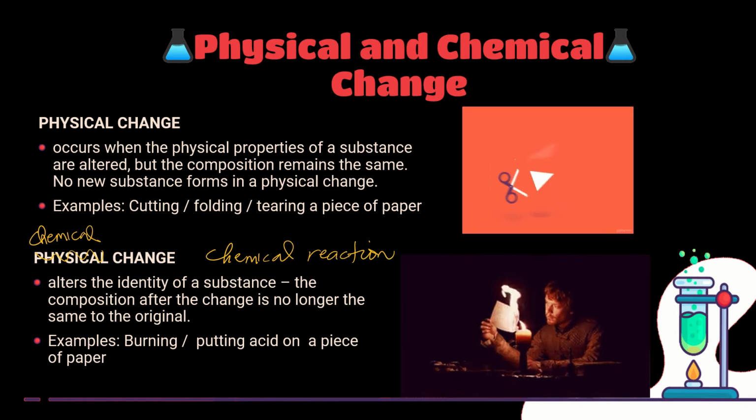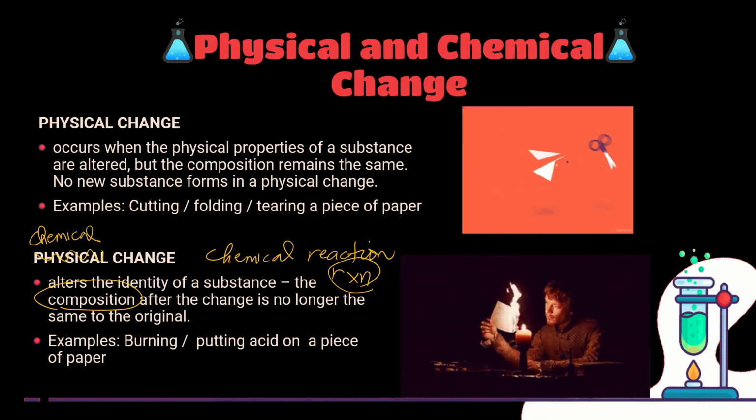Sometimes in chemistry, reaction is abbreviated as RXN. So, kailangan magkaroon ng chemical reaction. Kapag nagkaroon ng chemical reaction, the composition is changed and it will not be the same as its original composition. So for example, burning or putting acid on a piece of paper. So these are examples of chemical change.